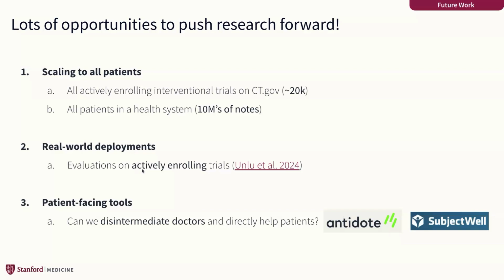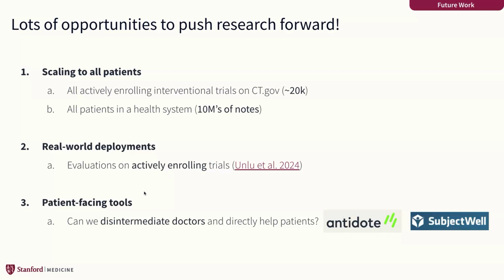Two, real world deployments. I think a prospective evaluation on an actively enrolling trial would be super cool. And then to the question earlier about, has this actually been deployed or not? This hasn't been deployed at Stanford, but the closest paper I could find was this one, Unlu et al. 2024, which I recommend reading. I think it was in NEJM AI.